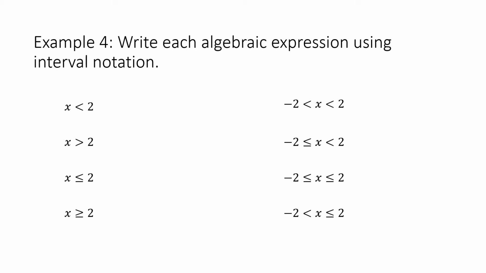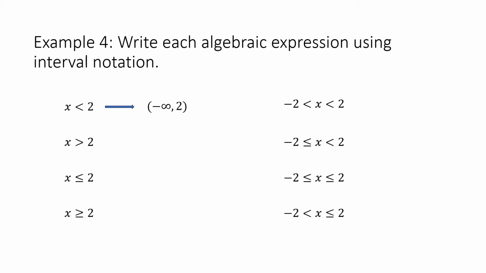Example 4. Write each algebraic expression using interval notation. For our first example, we have x is less than 2. Since there's no line underneath the inequality, we're going to have parentheses on both ends. x is less than 2, so it's going to go towards negative infinity. So our interval notation would look like this: parentheses, negative infinity, comma, 2, and then a parentheses since there's no line underneath the inequality.